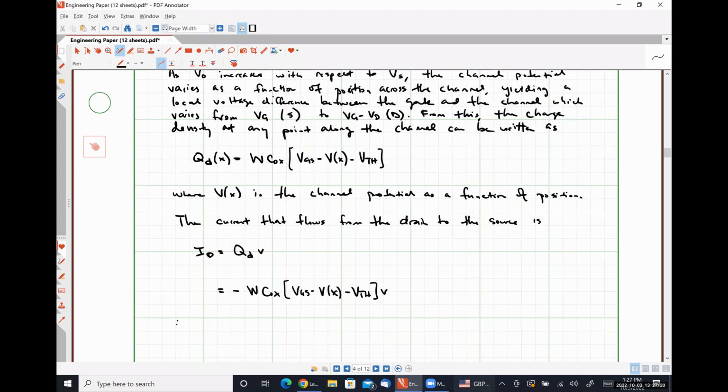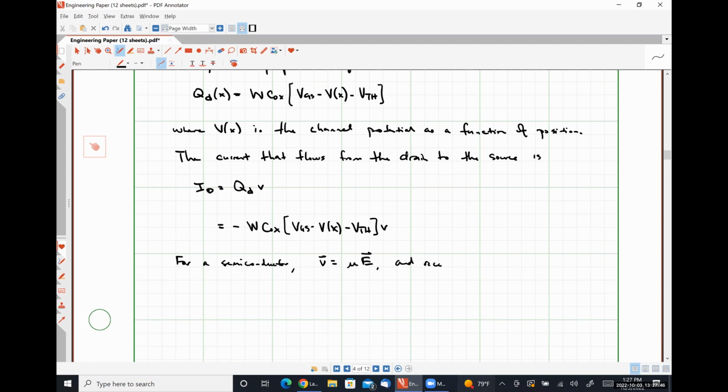So for a semiconductor, our charge carrier velocity is given by our drift equation. v is equal to mu times E. And recognizing that E is equal to negative dV by dx, our current becomes positive W C_ox (V_GS minus V(x) minus V_TH).